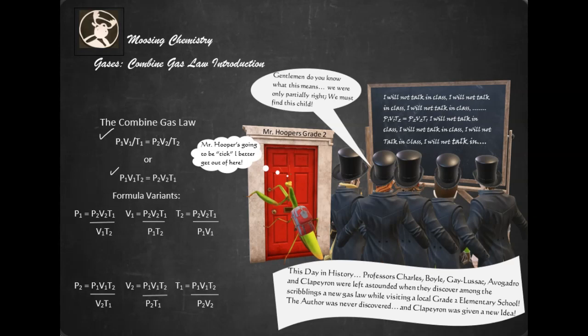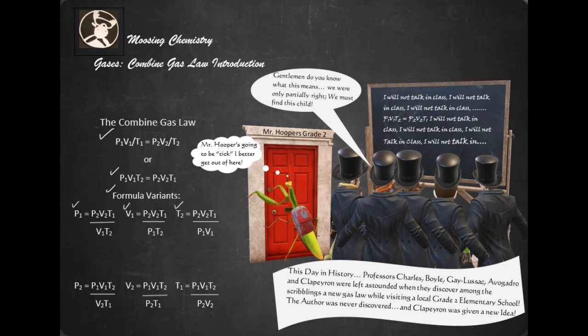And as with any other mathematical formula, you're going to have variance. So if you just want to find pressure 1, it would be P2V2T1 over V1T2. If you want to find volume 1, it's simply going to be P2V2T1 over P1T2. If you want to find temperature 2, it equals P2V2T1 over P1V1.